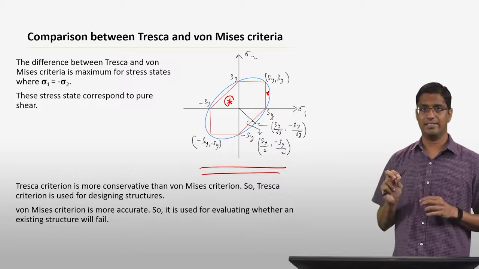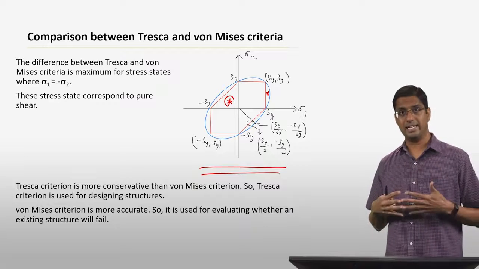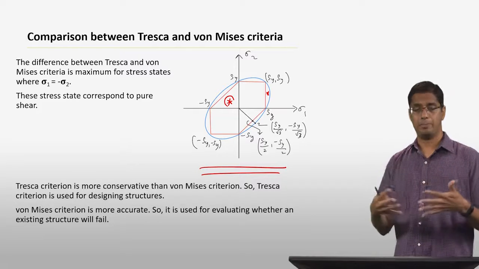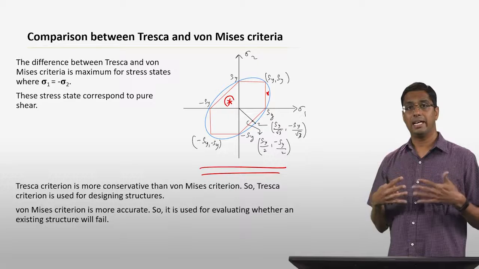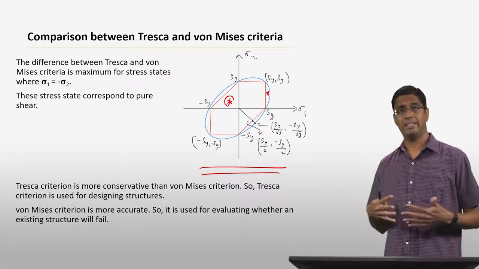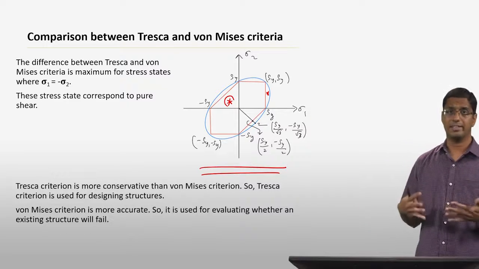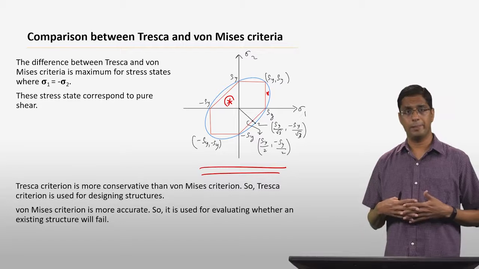The von Mises criterion says that that particular point is not going to yield. So Tresca, in some sense, takes a more conservative approach. It says that even in some marginal cases something is going to yield, whereas the von Mises criterion says that it is not going to yield. So that is the reason why we call the Tresca criterion more conservative.